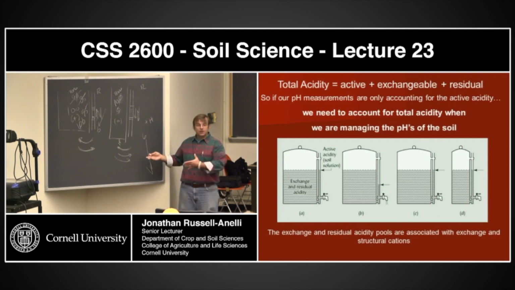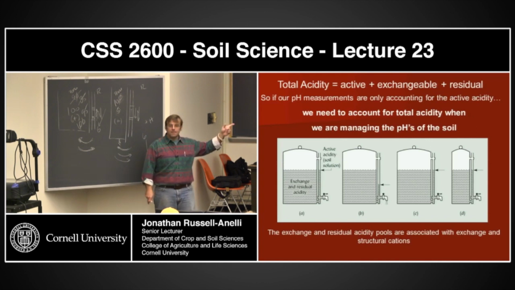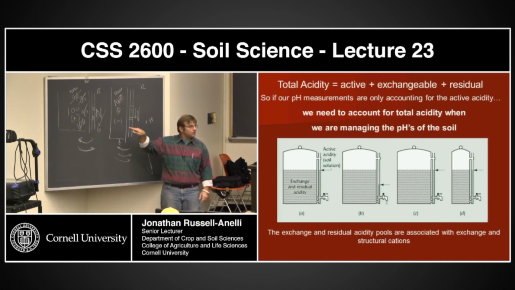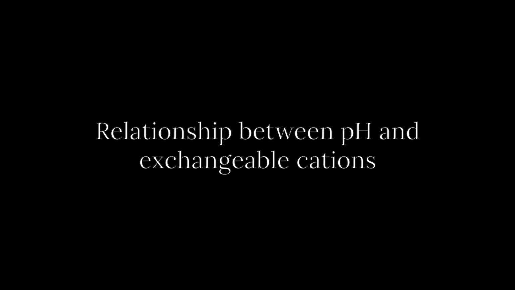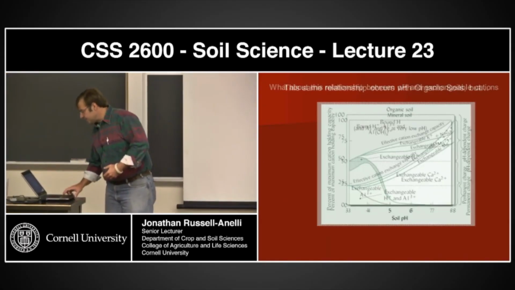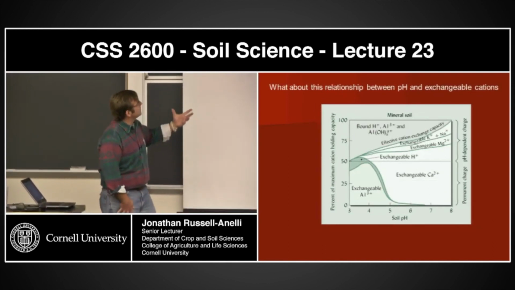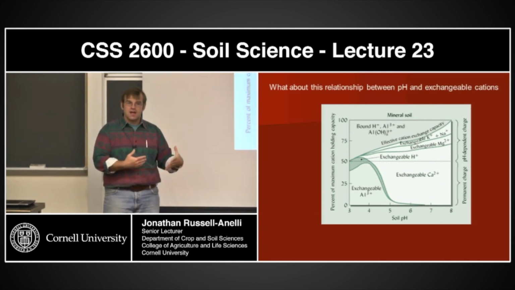So not only have we talked about pH, we're also starting to talk about fertilizer. I need to know what my cation exchange capacity is. I need to know what my total pool of acidity is so that I can, in fact, manage for these management scenarios. Make sense? I use these, there's 2 slides here, and I use them as segues. What is this relationship between pH and exchangeable cations?